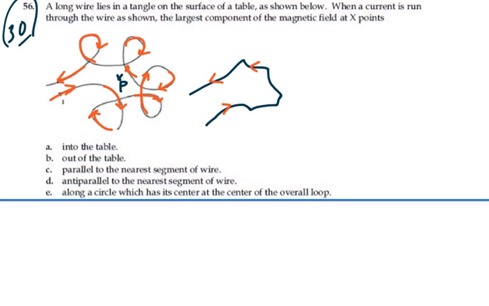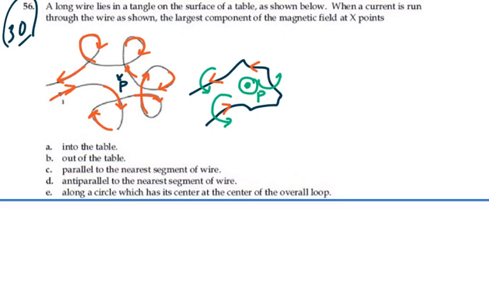And if we were to consider the magnetic field due to this loop, as you point your thumb in the direction of the current, there's going to be a magnetic field coming around like this. So this magnetic field is going to be coming out of the page at point P due to the central wire.